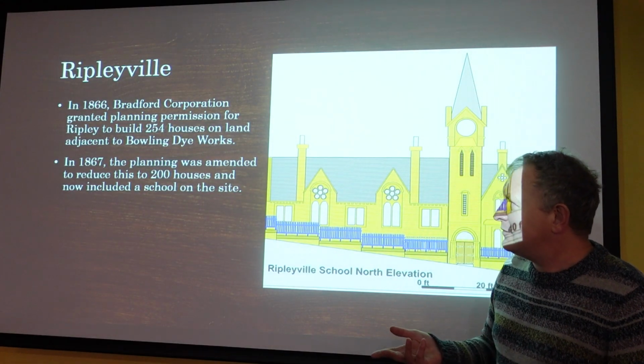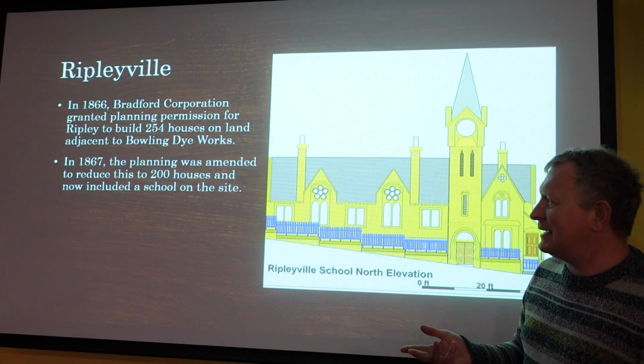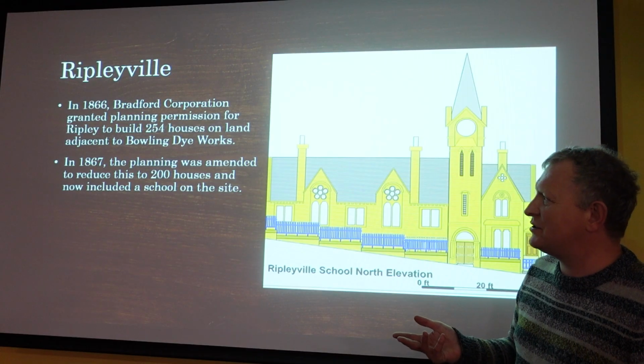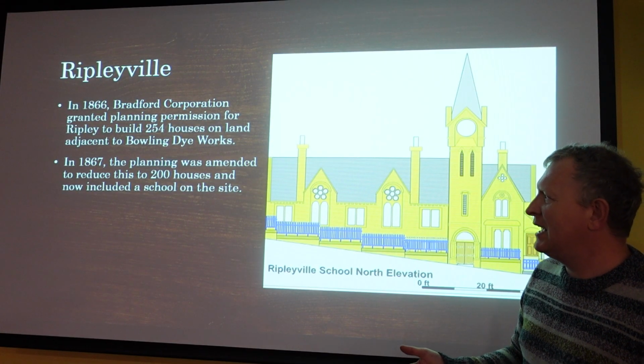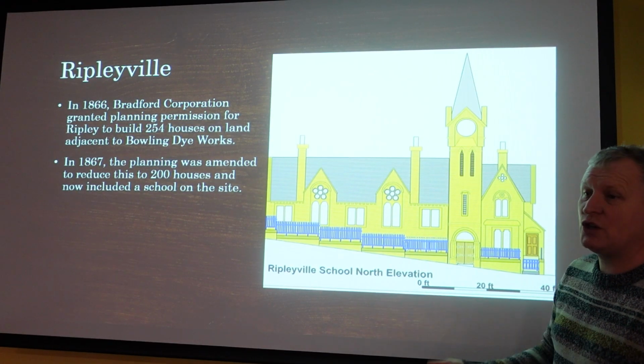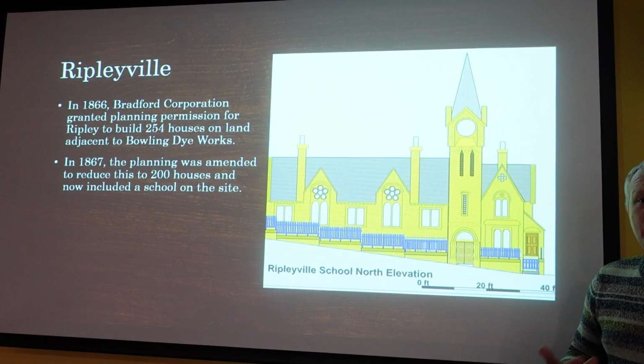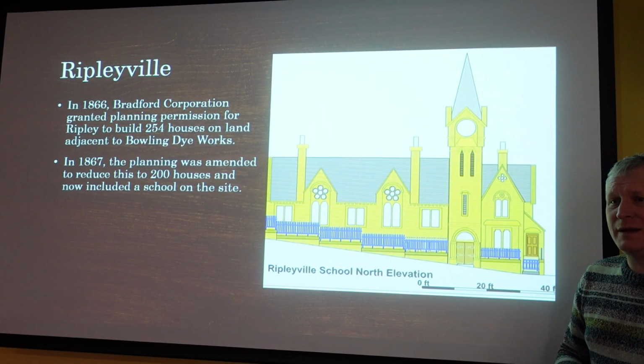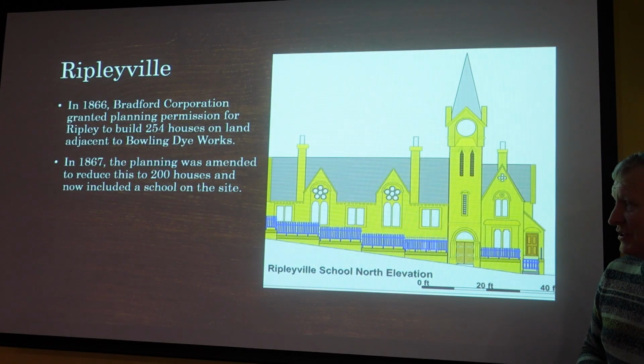The year after, the planning was amended. Ripley decided he wanted to reduce this to 200 houses because he wanted to include a school on the site. So this will have been an elementary education school: basic maths, basic English and religious instruction.